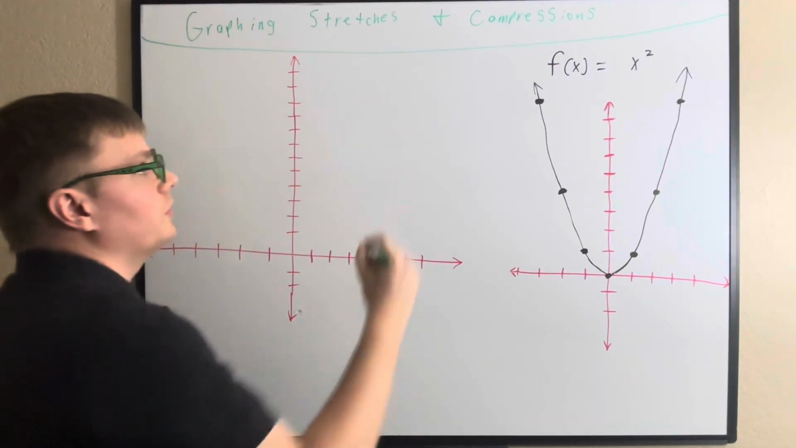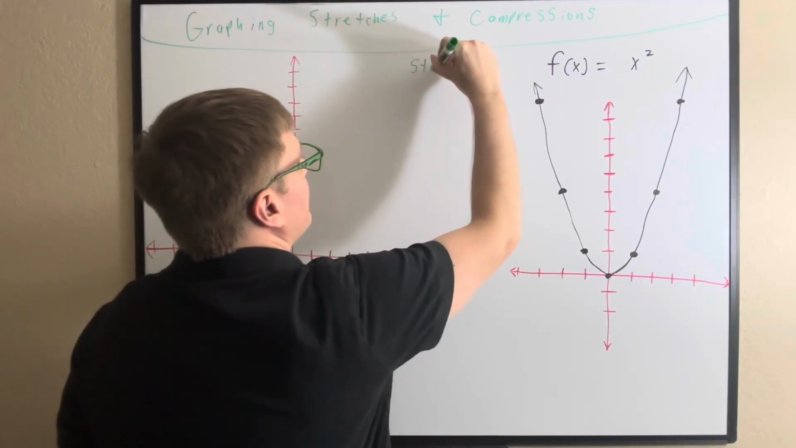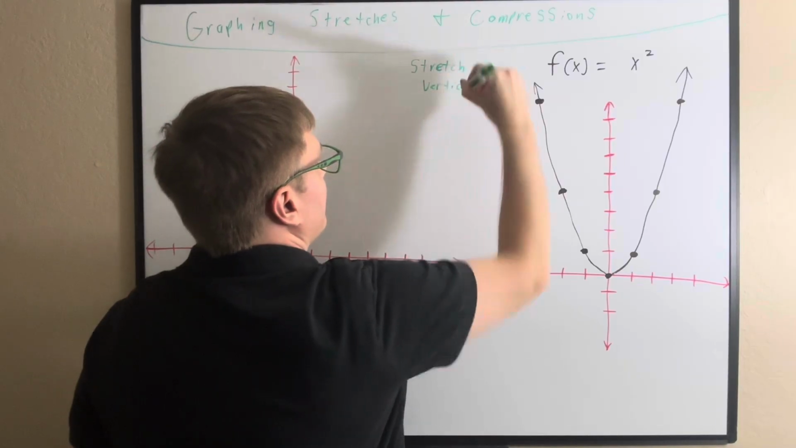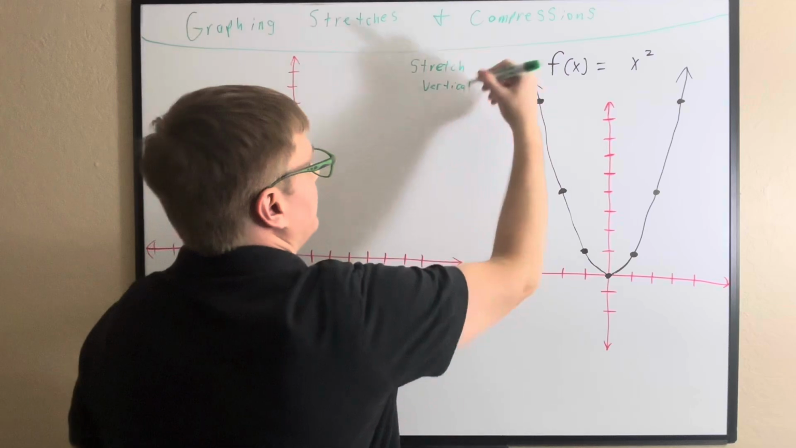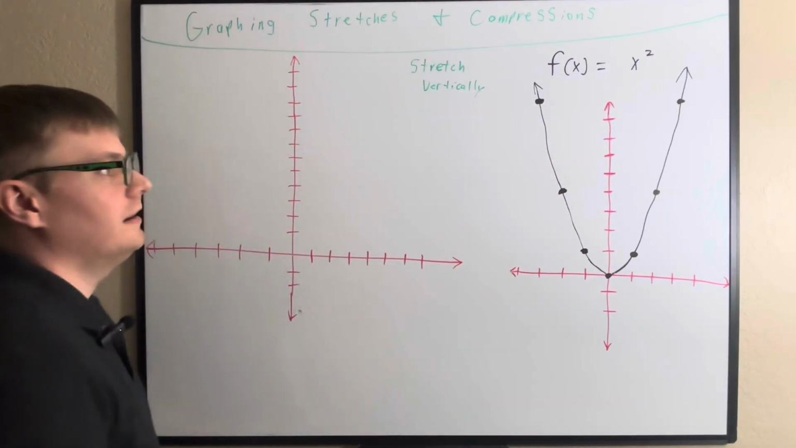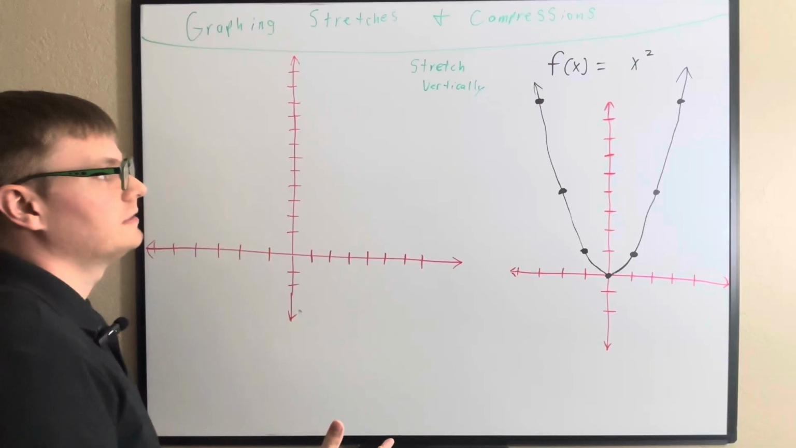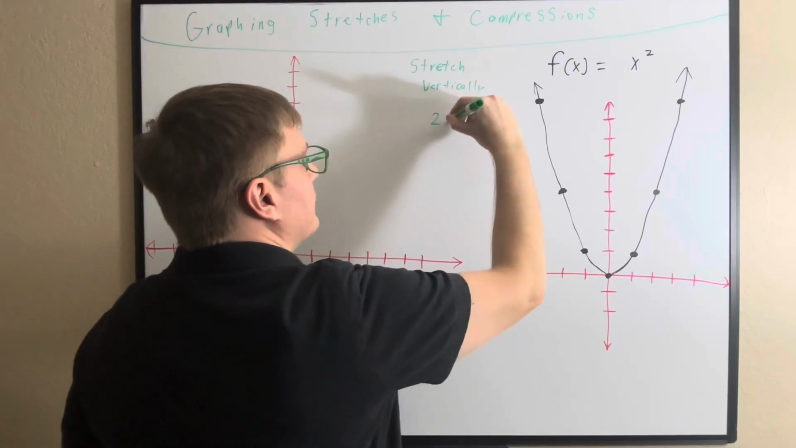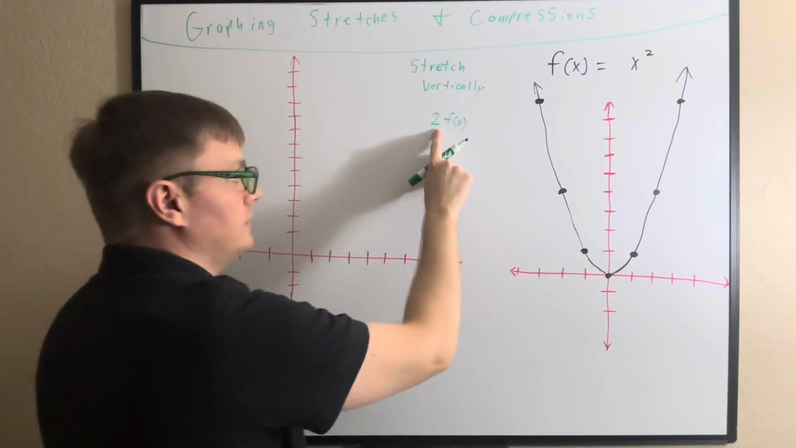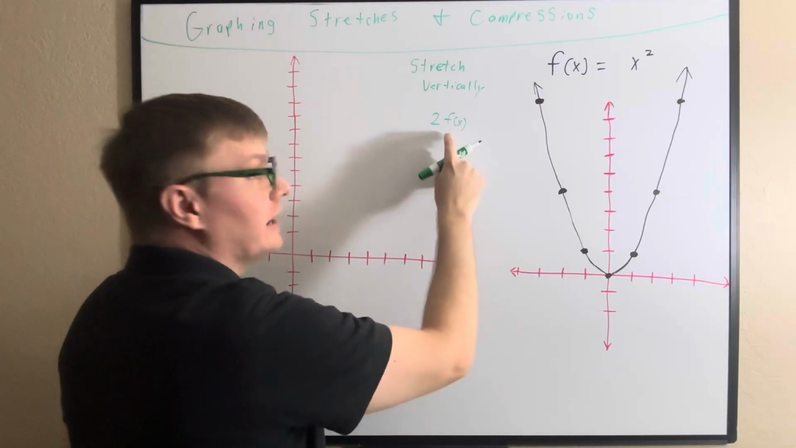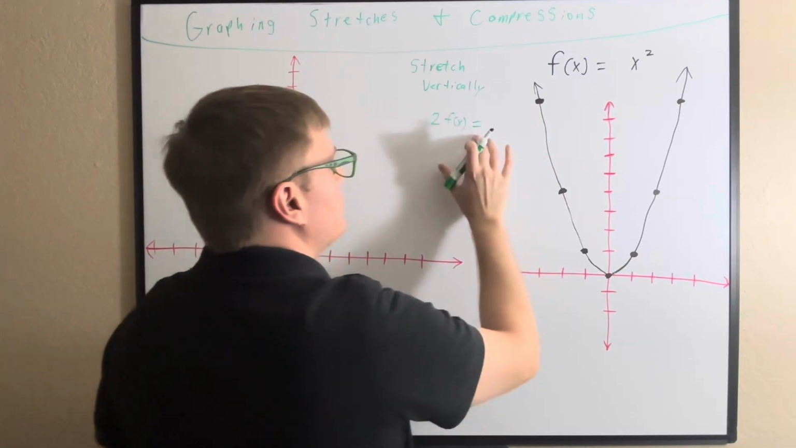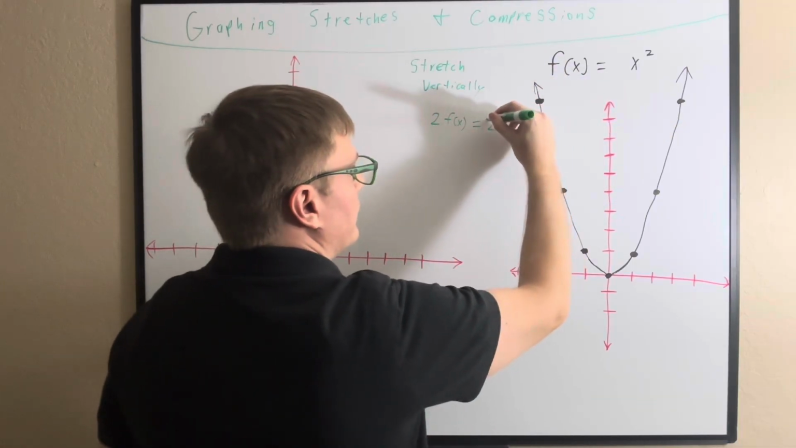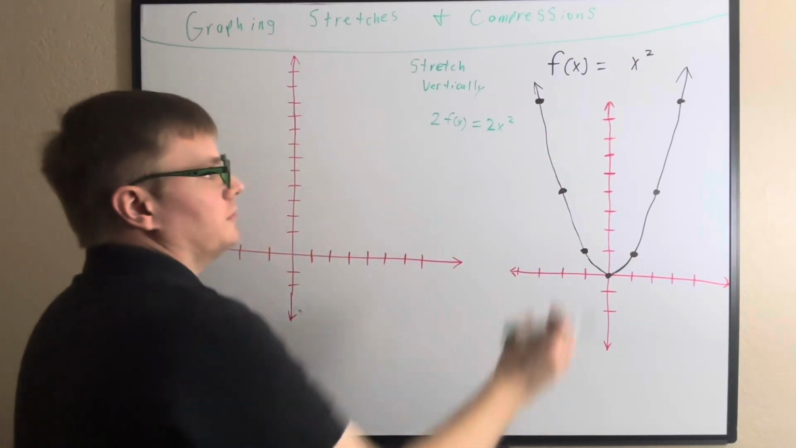So first of all, we're going to stretch vertically. So a vertical stretch, or stretch it vertically. Now, how do we do that to the function? Well, we take the function and we multiply it by whatever factor they ask us to. So we're multiplying it by a factor of 2. That's the easiest one. So 2 times f of x would be 2x squared, because f of x is x squared. So we're just multiplying that whole thing by 2.